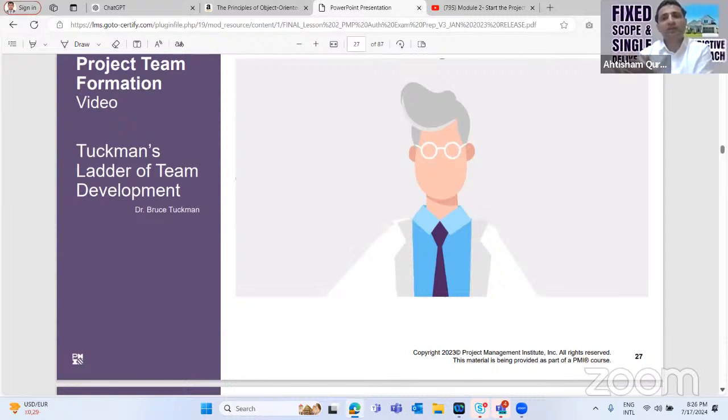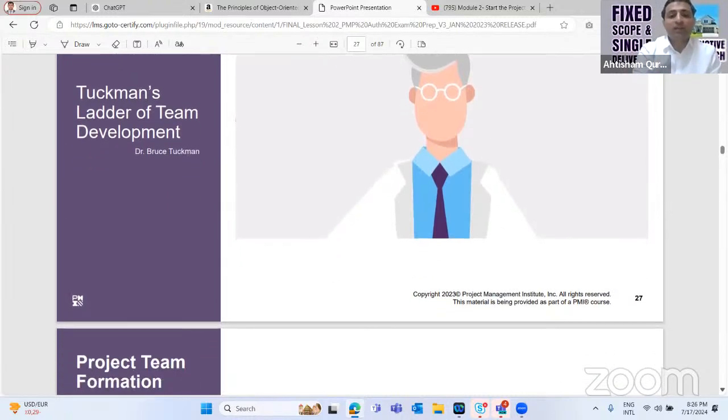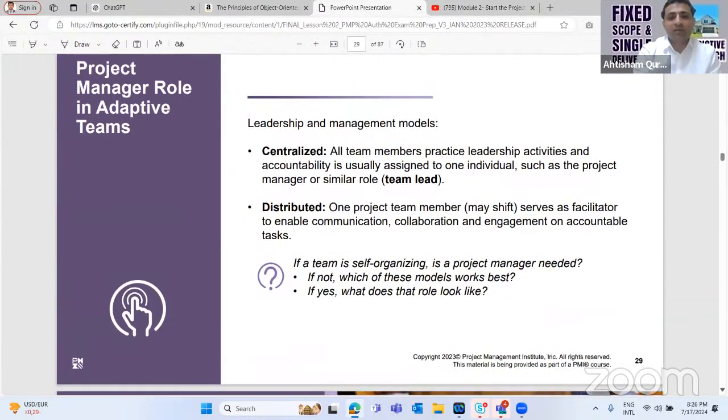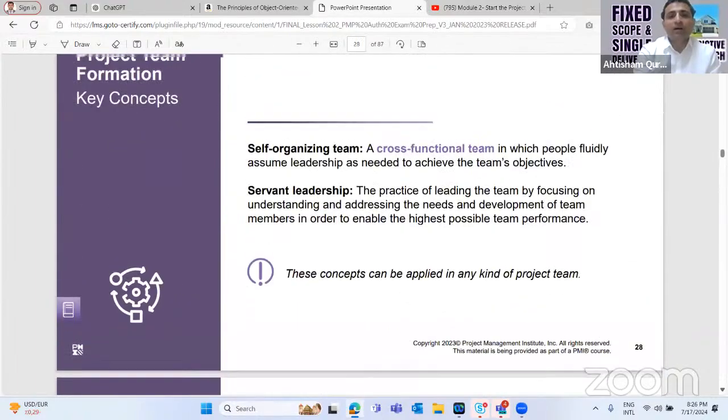In the forming stage, there are some characteristics of this team: people will lack direction. So what you have to give them as a project manager is the direction. Your major role in the forming stage could be giving the directions and assigning the roles and responsibilities so that everyone knows what they have to do and what they have to achieve. The second stage in the Bruce Tuckman model, I think it is not here, but I will explain it to you.